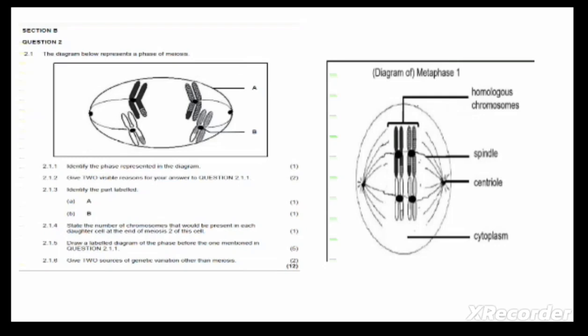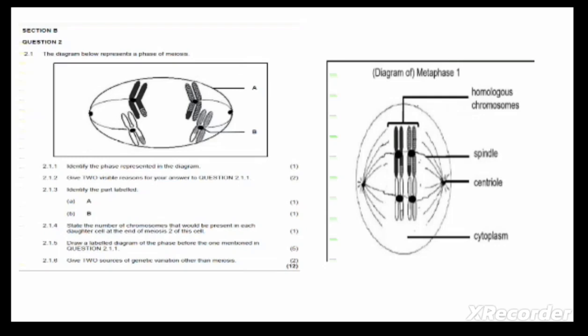So today we're going to answer questions under the topic of meiosis. The first set of questions says the diagram below represents a phase of meiosis. Let's look at the diagram. We see one cell and we see that there are chromosomes there, and this means that it is meiosis 1. Identify the phase represented in the diagram.